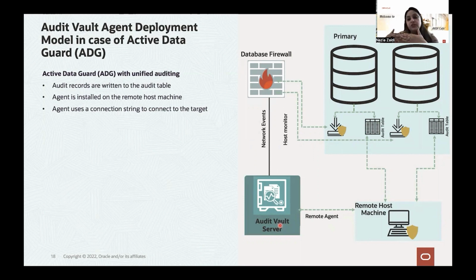you can register multiple audit trails because each will have its own audit trail, and in case of active data guard, there would be one main unified audit trail, and then your spillovers will be on different standby systems. So you need to register multiple audit trails against one single Audit Vault agent, which is running on the remote host machine. So it becomes very easy management for you because it's a single agent which is running rather than multiple agents running on individual database systems.